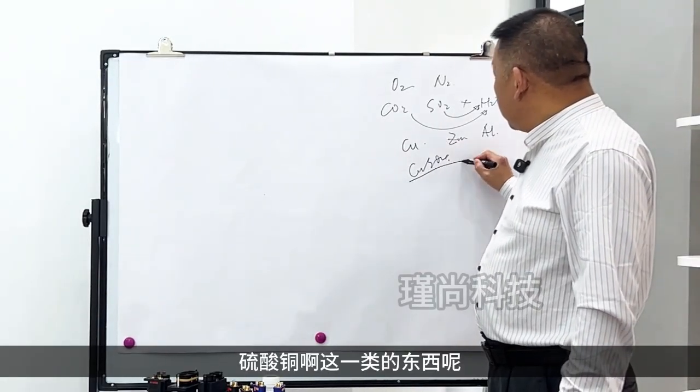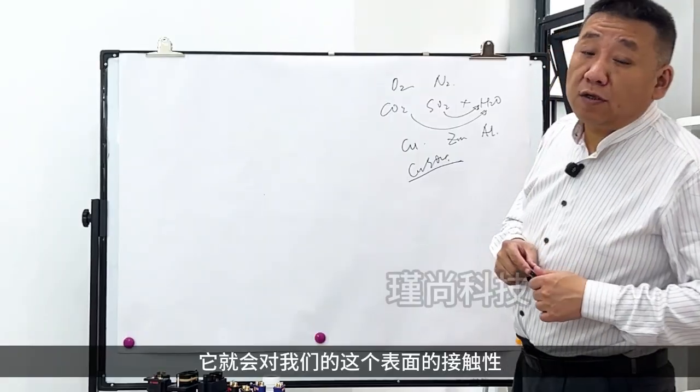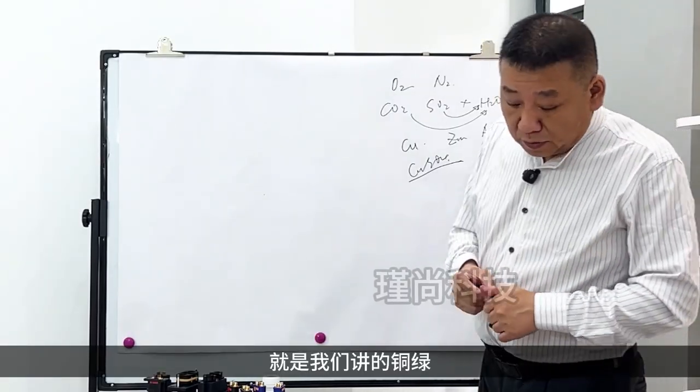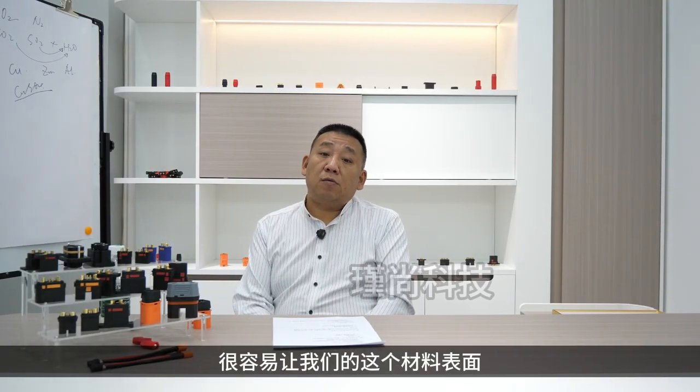It will form on our surface, especially on our copper parts. It is easy to produce this kind of copper sulfate, patina, on them. It is very easy to form on the surface of the material, and it increases the contact resistance of our material surface.